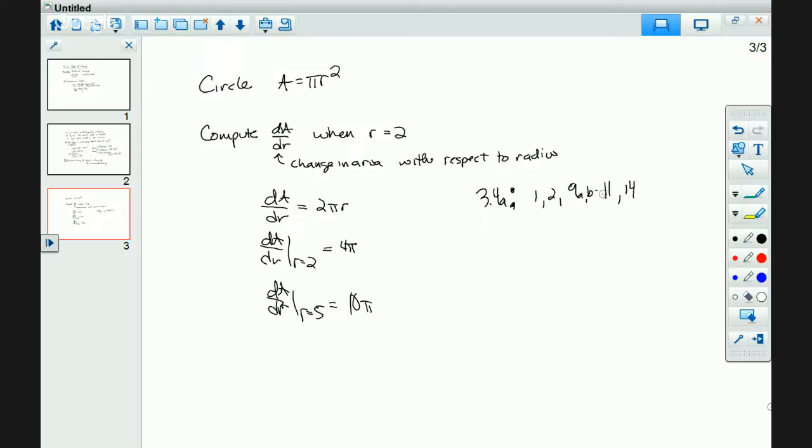Through 11. It means don't do 9C, unless you want to. So, yeah, just do 9A, B, and then go to 10 and 11.